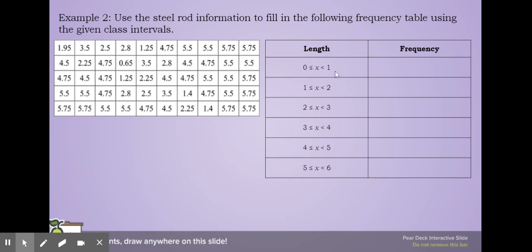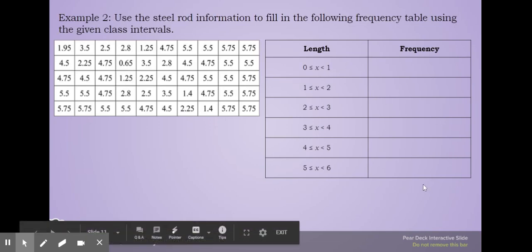Note that, remember we had said each of these pieces of data can only go into one single interval. So if you notice, I'm not including any of the upper end of the intervals, only the lower end of the intervals. That way, if I had a steel rod that measured 1 exactly, it could only go into this interval, not into this one as well. So we're going to play this similar to how we did it with the discrete data.